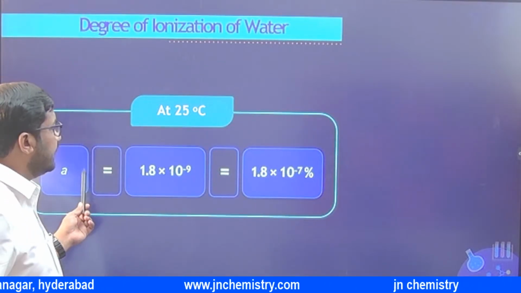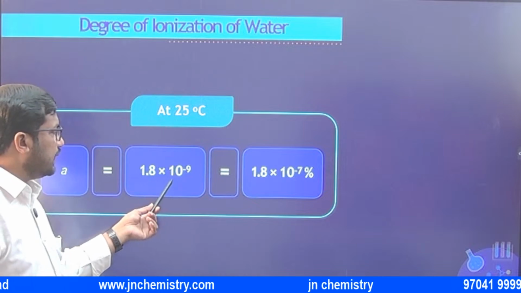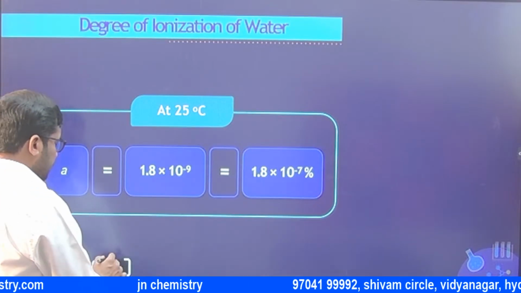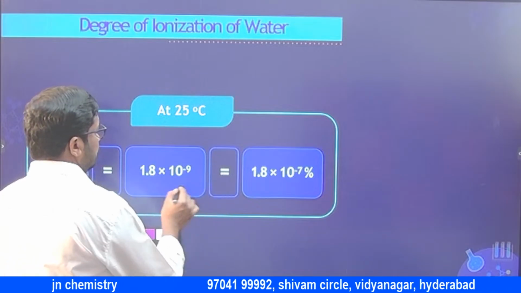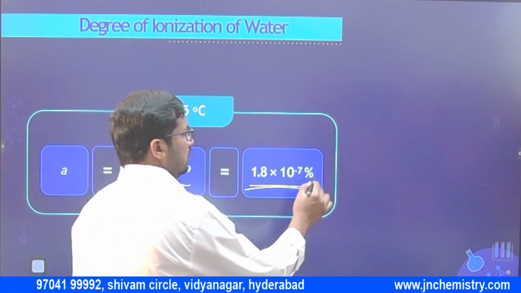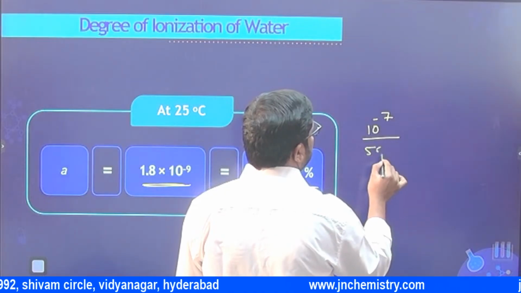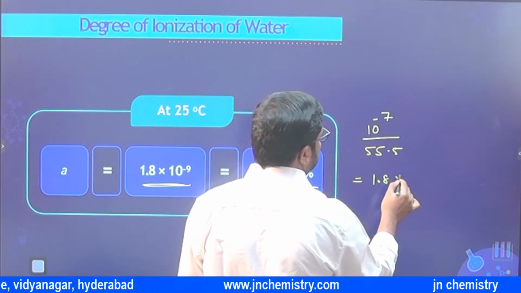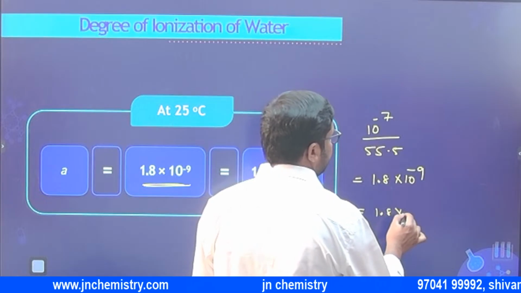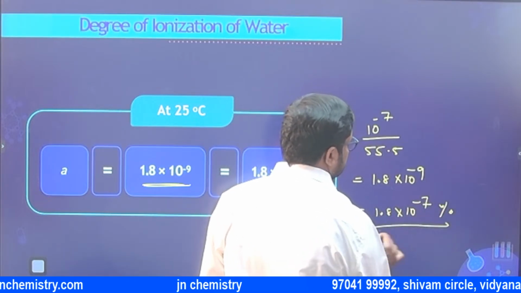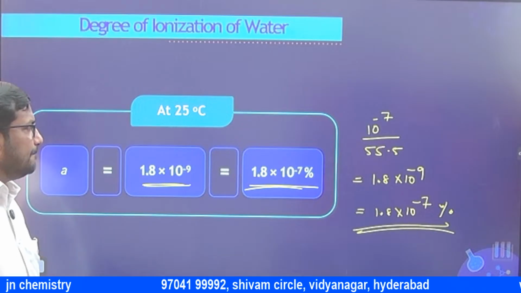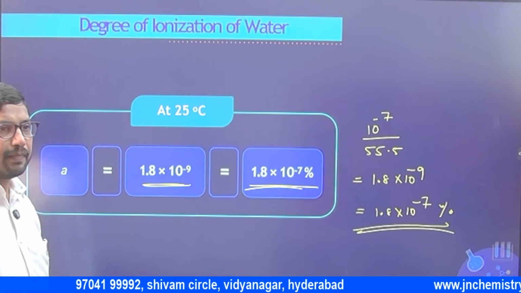So this value at 25 degrees centigrade, 1.8 into 10 to the power of minus 9, in percentage is 1.8 into 10 to the power of minus 7. So this percentage we need to remember. Sometimes they are asking this percentage. 10 to the power of minus 7 by 55.5 is nothing but 1.8 into 10 to the power of minus 9. In percentage, multiplying by 100, it is 1.8 into 10 to the power of minus 7 percent at 25 degrees centigrade. You must remember this value.